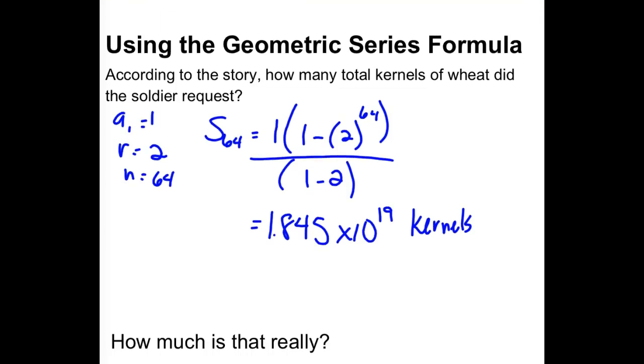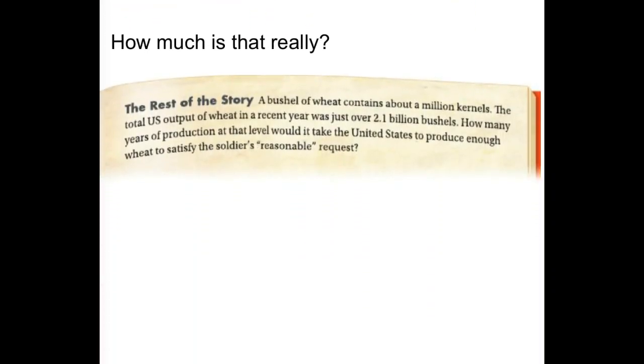All right. We're going to put it into a different context. It says a bushel of wheat contains about 1 million kernels. The total U.S. output of wheat in a recent year was just over 2.1 billion bushels. How many years of production at that level would it take the United States to produce enough wheat to satisfy the soldier's reasonable request? So, first of all, 1 million is a 1 with how many zeros? 6. So could we write that as 1 times 10 to the 6th? Is that the same thing?